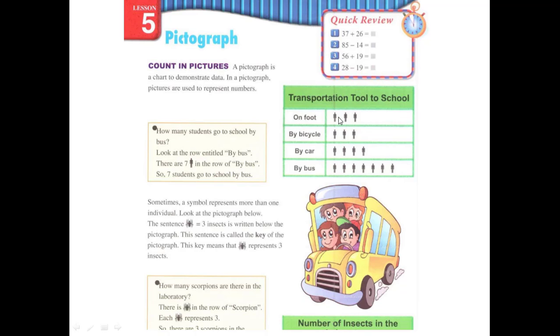That means you have 3, 6, 9. You can't say 3, because I told you in a pictograph, pictures are used to represent the number, and every picture of them is equal to 3. Okay? What happens if I say each is equal to 5? That means each one represents 5, so it is 5, 10, 15. Okay?